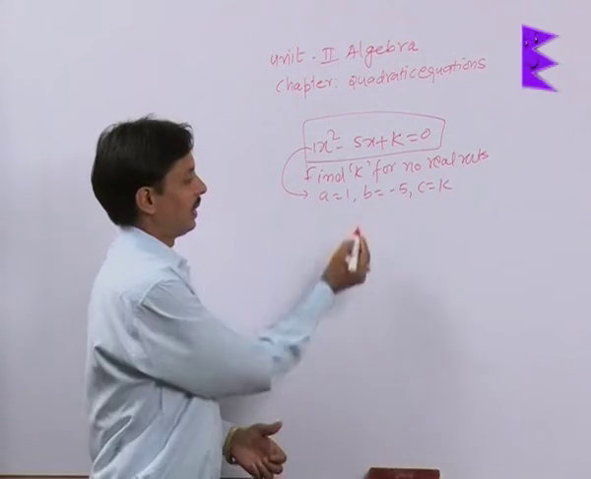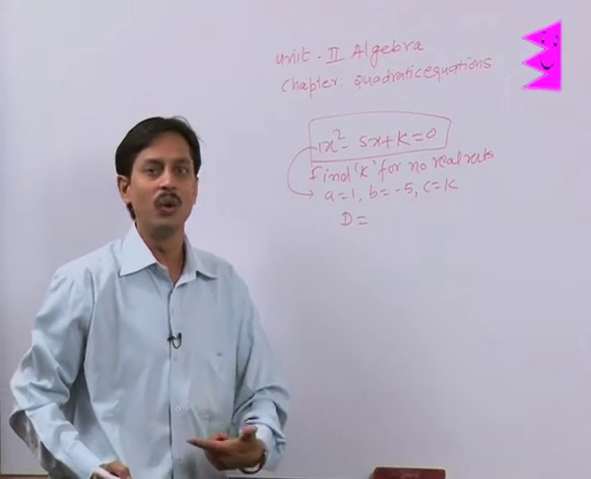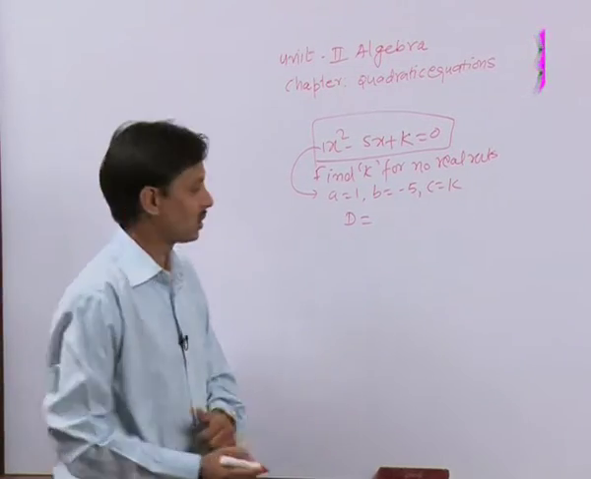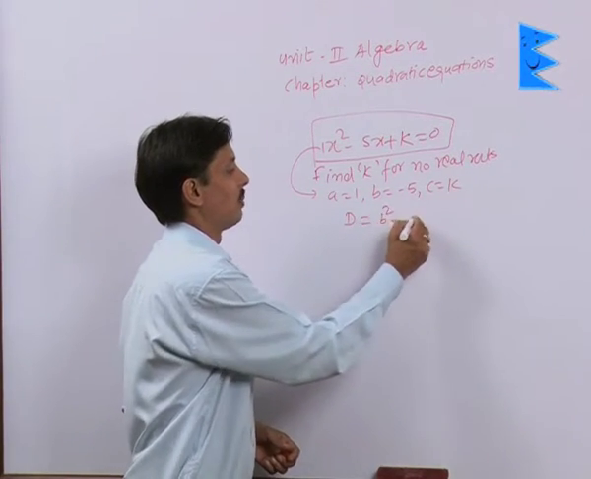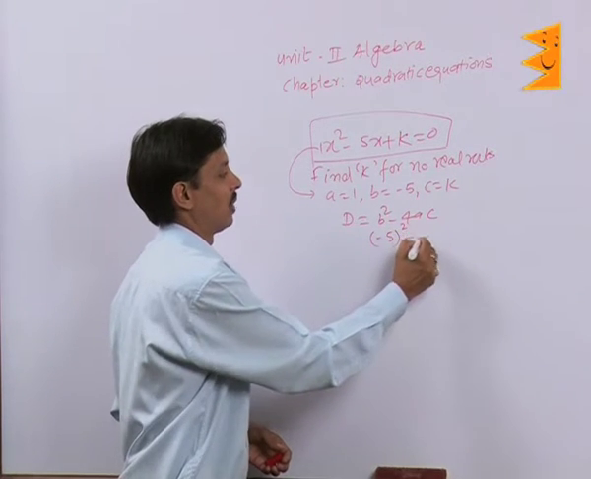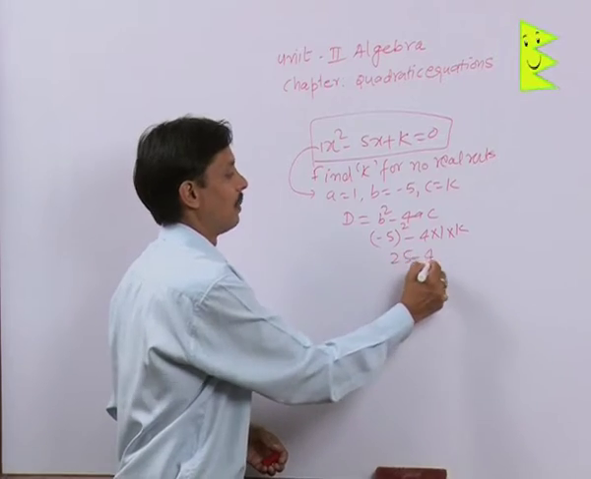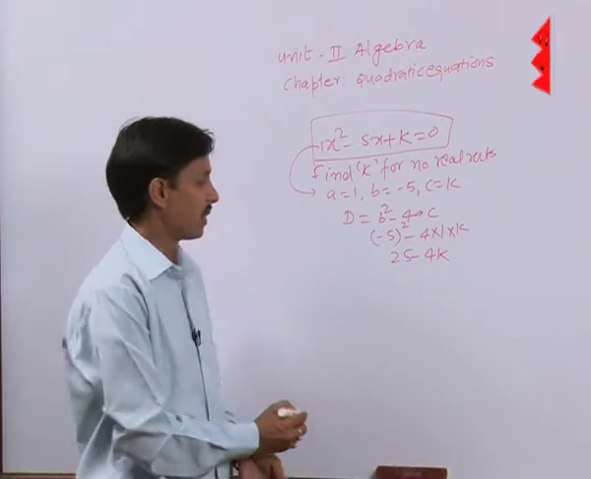After finding it, the discriminant will be calculated, because the discriminant is the value which decides the nature of roots. So the discriminant is b square minus 4ac. b square means minus 5 square minus 4 into 1 into k. That is 25 minus 4k.